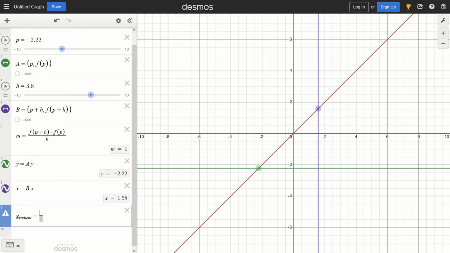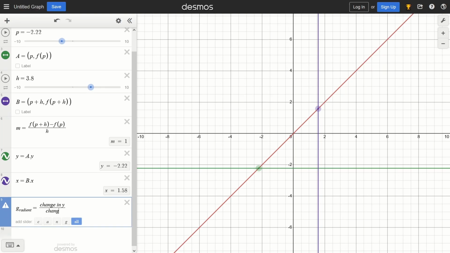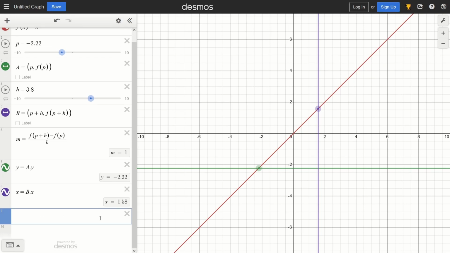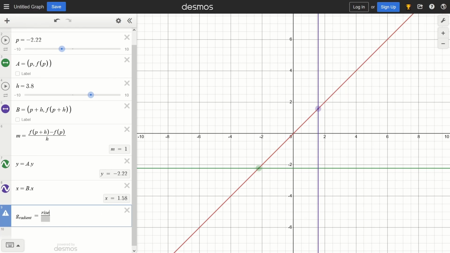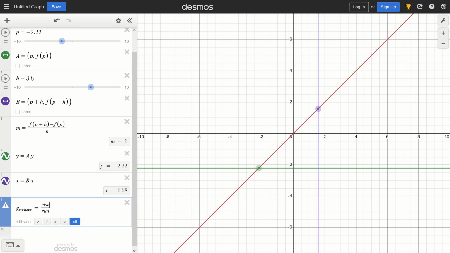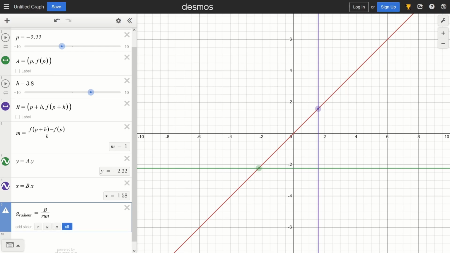we do change in y over change in x. Or you could say the gradient is the rise over the run. Now to find the rise, we take the y coordinate of this point and subtract it from that of this point in order to get the length of this purple segment over here. This purple segment is a change in y. So we will take the y coordinate of B minus the y coordinate of A.